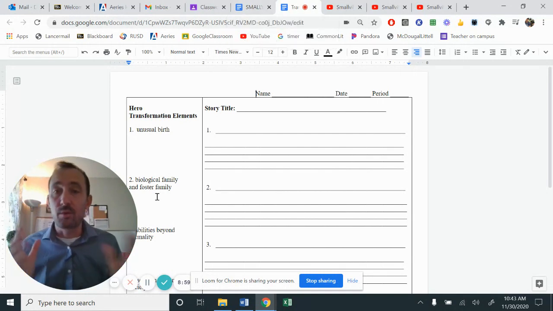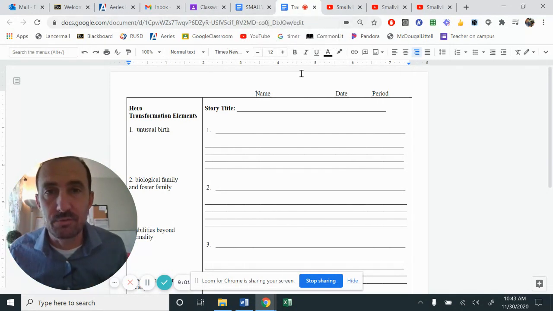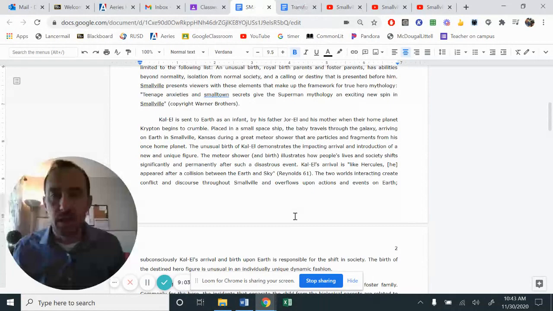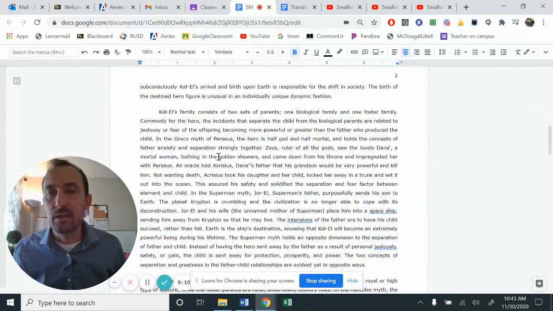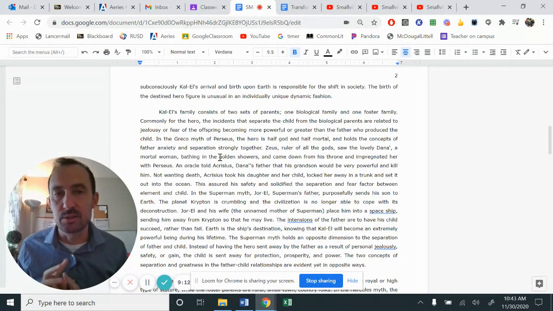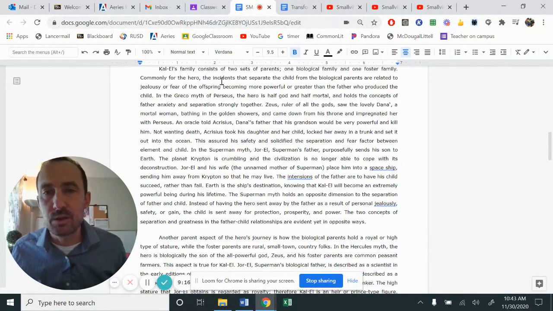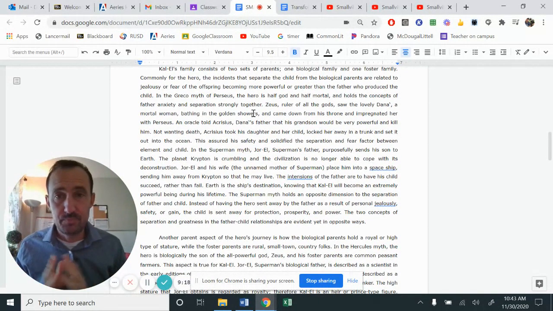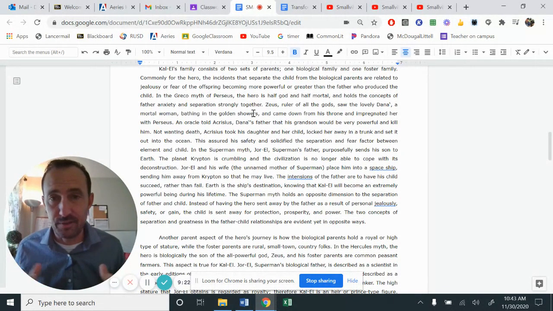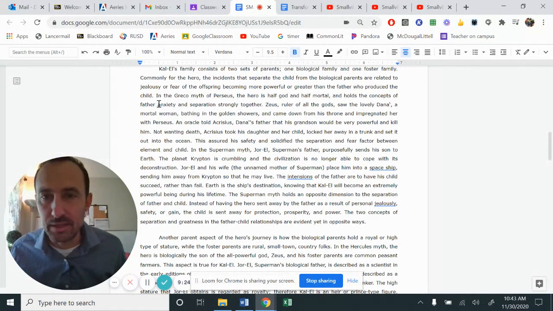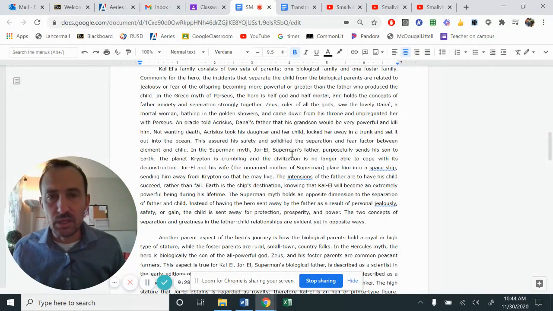The second thing is biological family versus foster family. So if I go over here to my article, this first paragraph right here talks about his arrival on Earth. The second part, it says Kal-El's family consists of 2 sets of parents, one biological family and one foster family. Commonly for the hero, the incidents that separate the child from the biological parents are related to jealousy or fear. And then there's some examples here from Greek mythology.